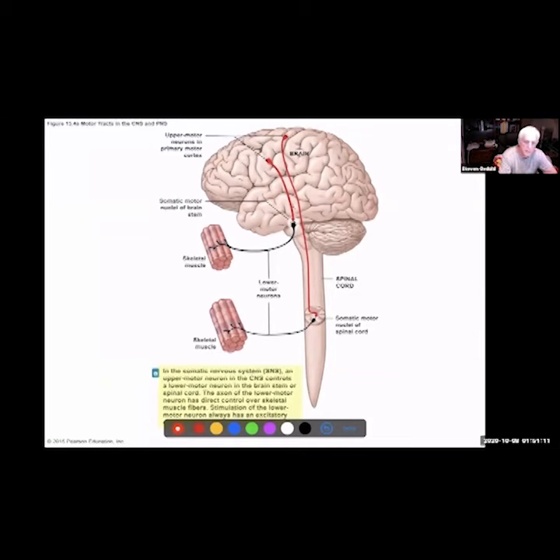Okay. This is the somatic nervous system. This is the motor control. This is the cerebral cortex. And it's coming down, motor information, and it causes contraction of skeletal muscles. That's your somatic nervous system. It's voluntary control of your skeletal muscles. Stimulation of these lower motor neurons is always excitatory. It always causes the muscles to contract.